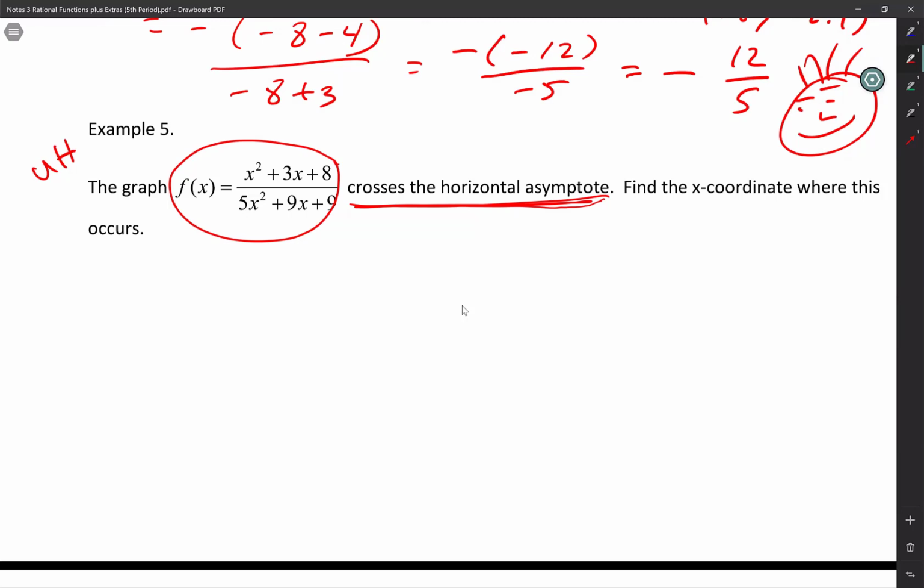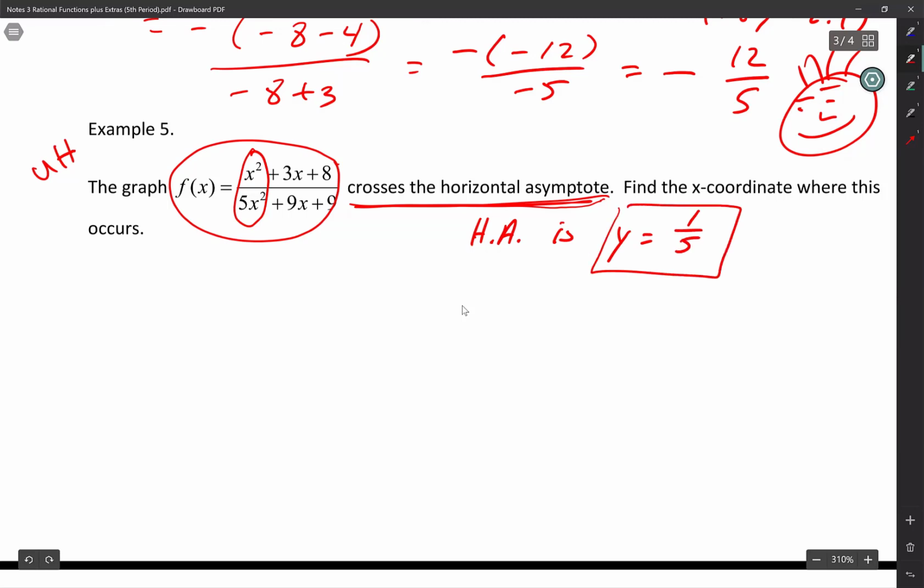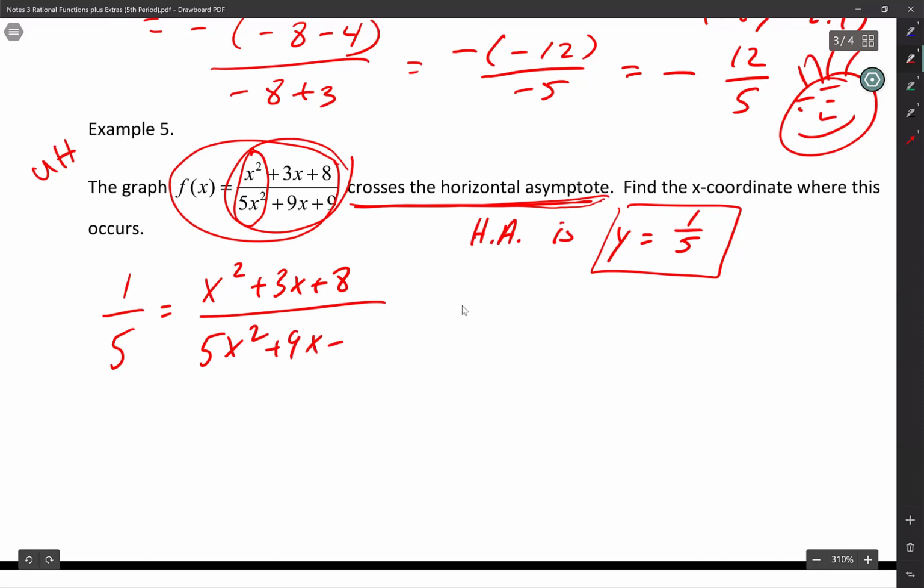All right, so first let's find our horizontal asymptote. Our horizontal asymptote is 1/5. Horizontal asymptote is y equals 1/5. Anytime you're talking about a horizontal asymptote, make sure you say y equals. Now, if I'm going to cross this horizontal asymptote, that means this function better have a y value of 1/5. I'm going to tell you why. Hold on. 1/5 equals x squared plus 3x plus 8 over 5x squared plus 9x plus 9.